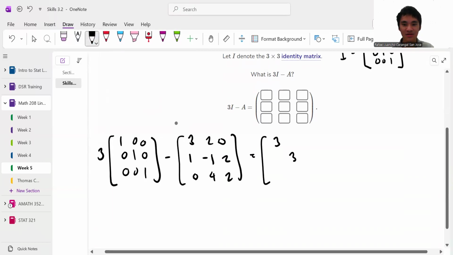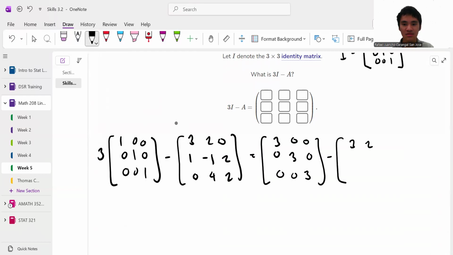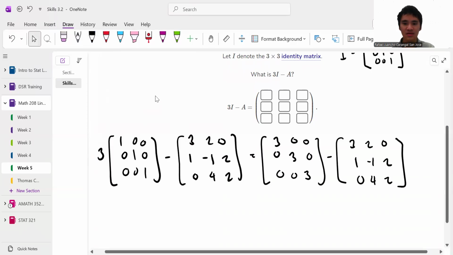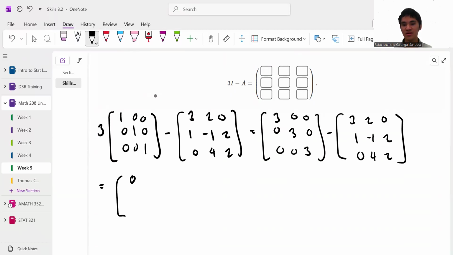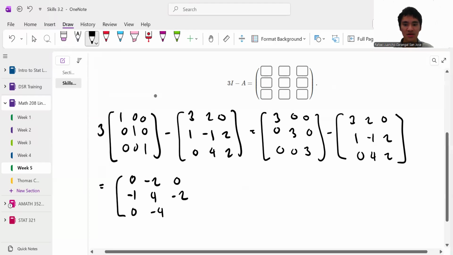So here we've got 3, 3, 3 minus 3, 2, 0, 1, negative 1, 2, 0, 4, 2. And from there, we just apply the operation to the corresponding entries of each matrix. So 3 minus 3, 0 minus 2, 0 minus 0, 0 minus 1, 3 minus negative 1, 3 plus 1 is 4, 0 minus 2, 0 minus 0, 0 minus 4, 3 minus 2 is 1. And that's the answer.